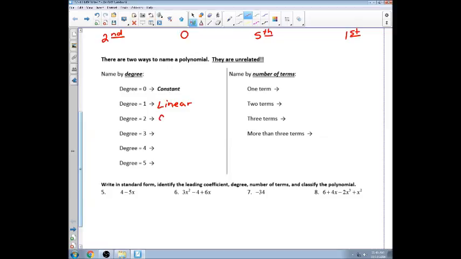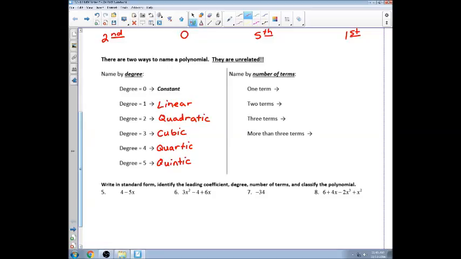Degree 2 is quadratic. 3 would be cubic. 4 would be quartic. 5 would be quintic. You really need to memorize these guys.